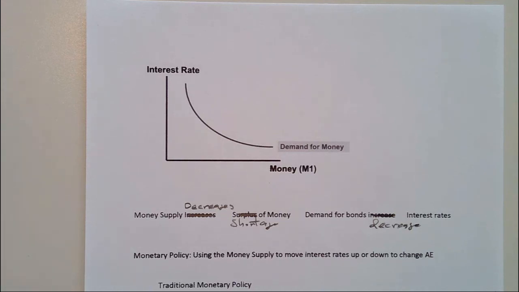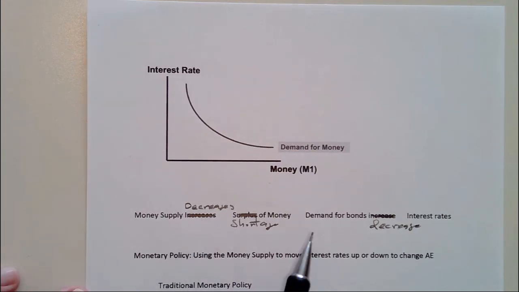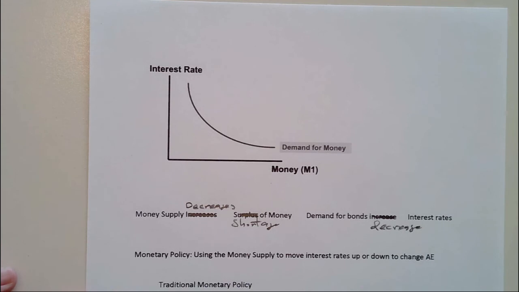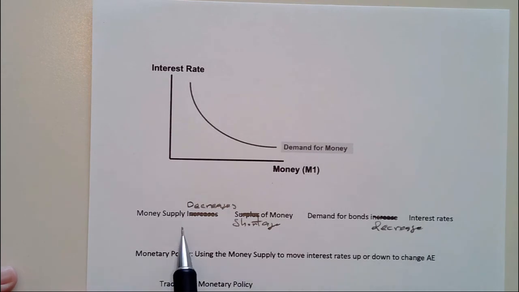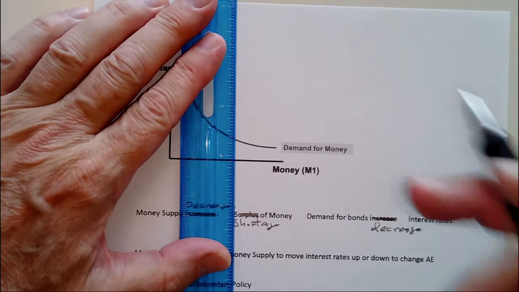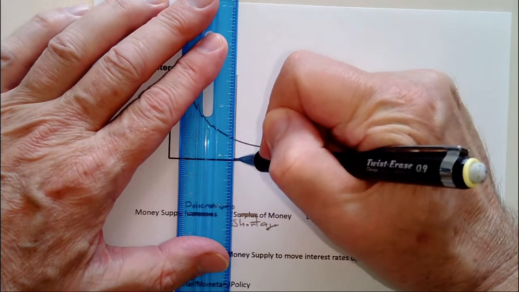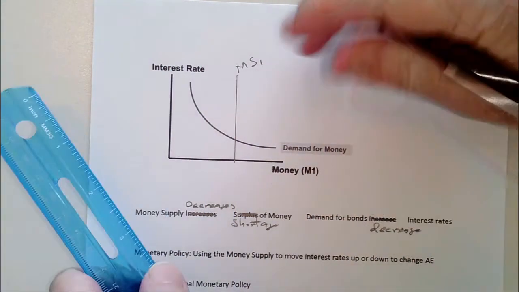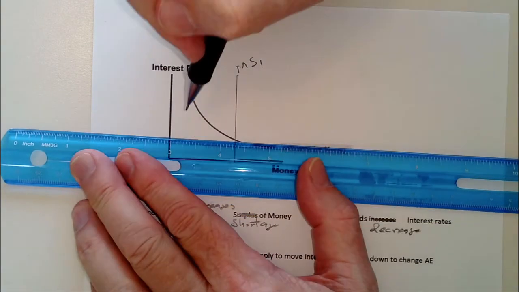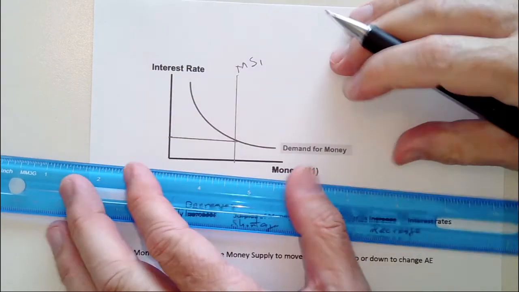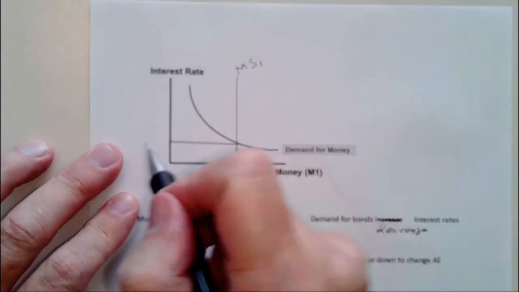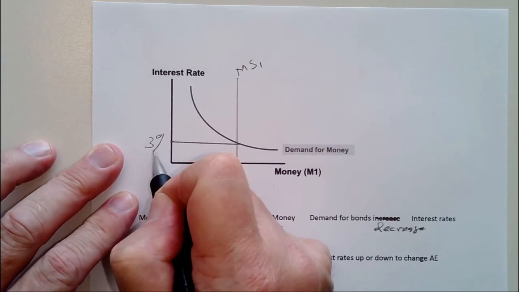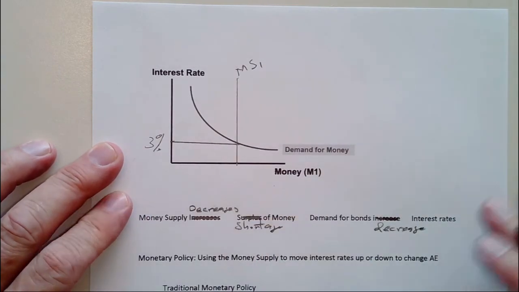So look, I copied and pasted this down here, and I didn't change those around when I did that, so that's my error. So let's see what happens when money supply decreases. So let's put our money supply somewhere around here. Money supply 1, rate of interest over here. Let's say it's about 3%. And the amount of money is there, billions of dollars, how much.